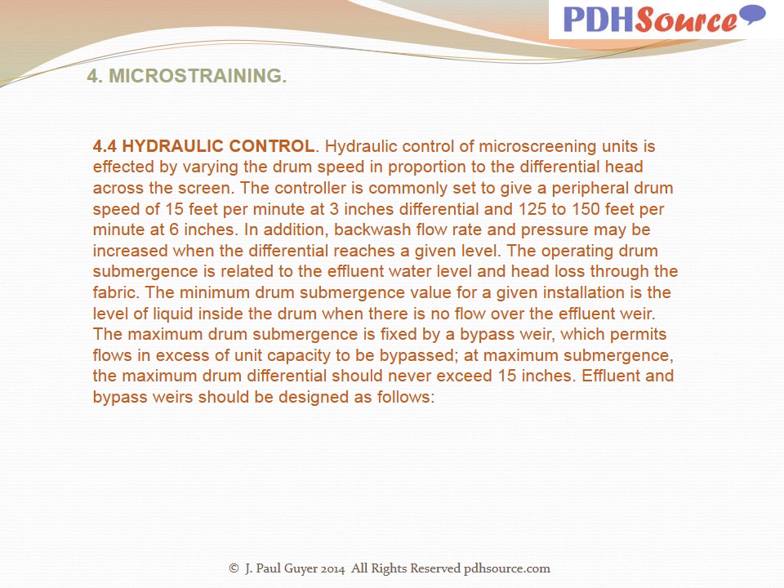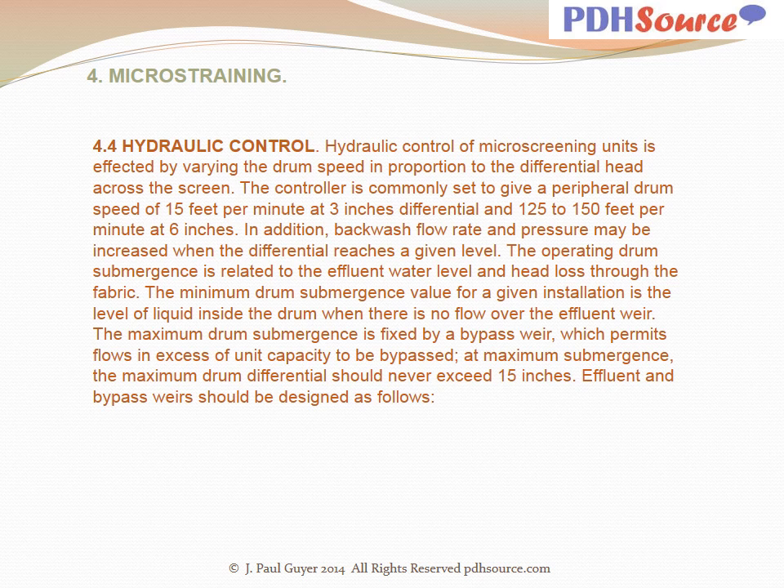Hydraulic control of microscreening units is effected by varying the drum speed in proportion to the differential head across the screen. The controller is commonly set to give a peripheral drum speed of 15 feet per minute at 3 inches differential and 125 to 150 feet per minute at 6 inches. In addition, backwash flow rate and pressure may be increased when the differential reaches a given level.